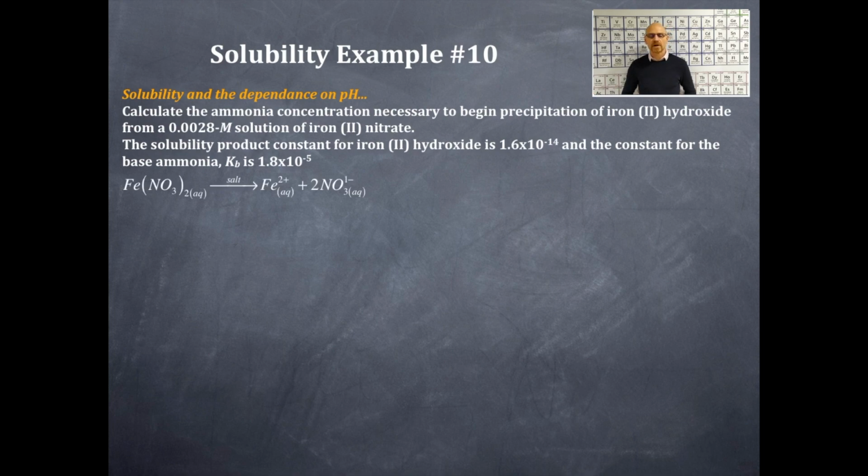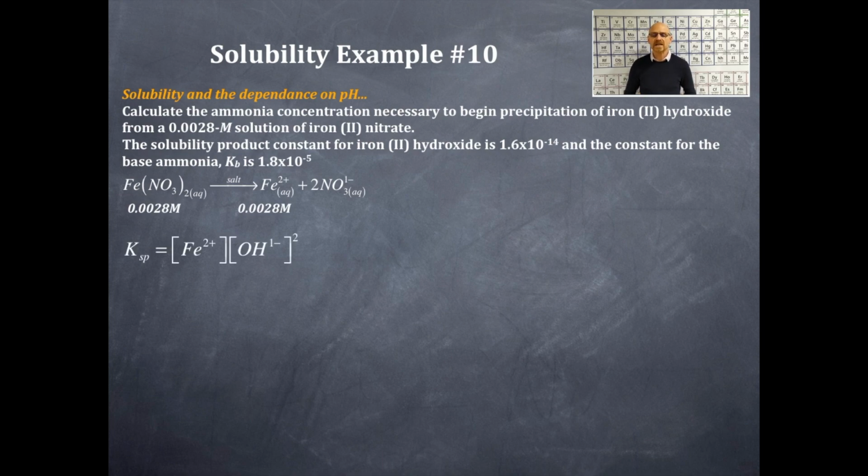We do know that iron nitrate is a salt, as we looked at in the previous problem, and we have a 0.0028 molar concentration of iron nitrate. We are interested in the common ion between the iron hydroxide and the iron nitrate, and that would be the iron ion. That's 0.0028 molar for the iron ion concentration, because salts dissociate 100%. I know that nitrate is a salt because it is one of the soluble salts.